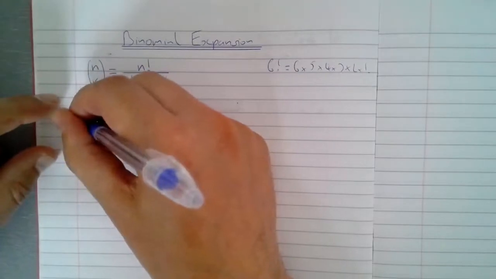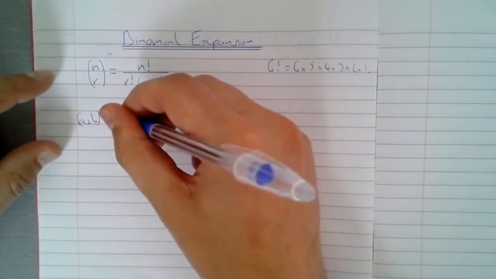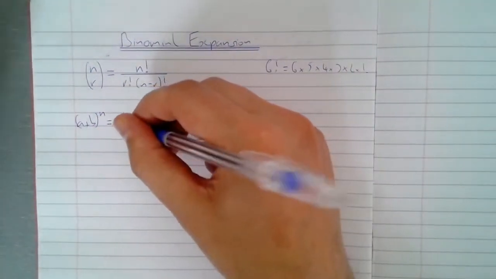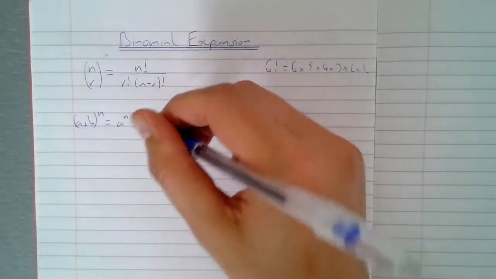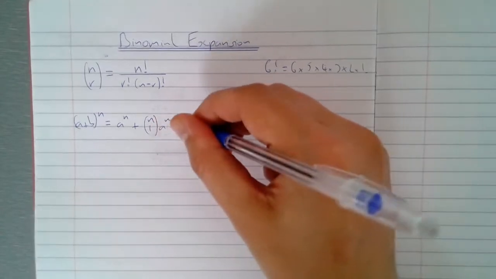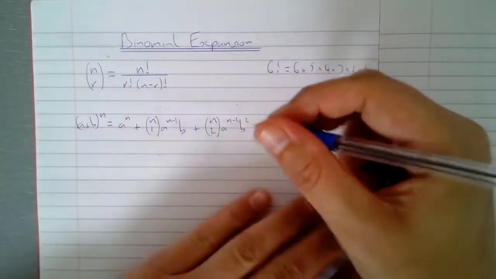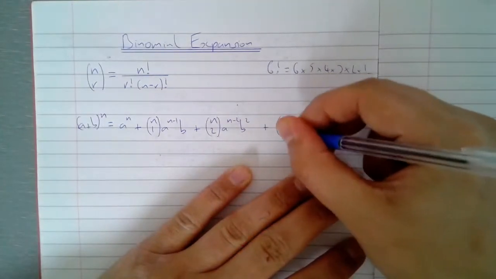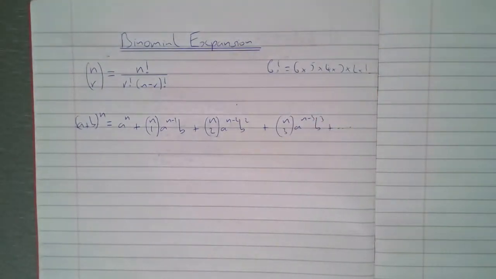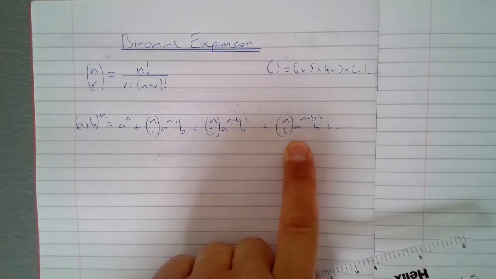Okay, so you guys have seen the binomial expansion written like this: a plus b all to the power of n, and that's a to the n, plus n choose 1, a to the n minus 1 b, plus n choose 2, a to the n minus 2 b squared, plus n choose 3, a to the n minus 3 b cubed, and then it just keeps going on and on and on until you get to a point where this becomes b to the n, that becomes a to the 0. That's what you guys have done so far.